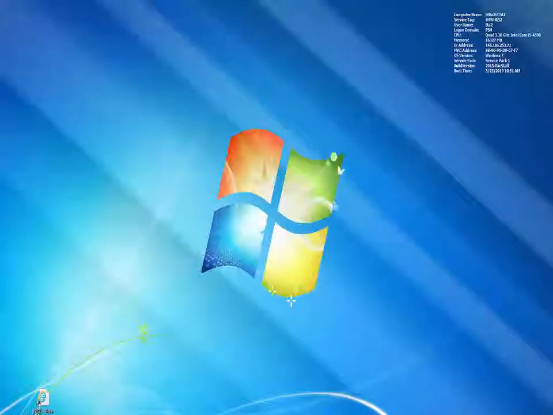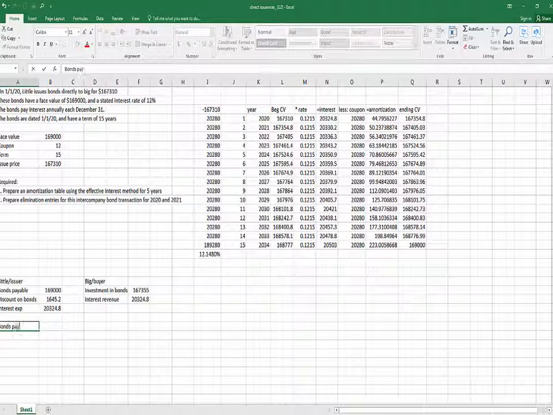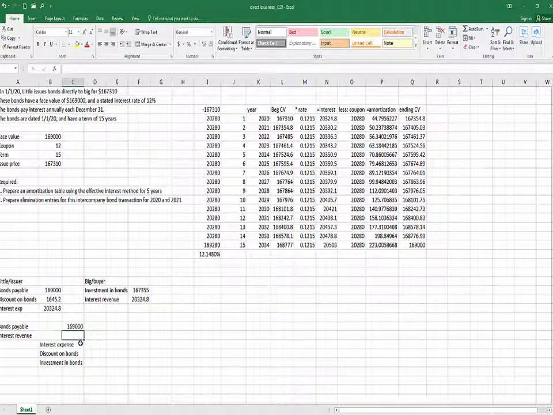So we're going to go ahead and debit bonds payable. We're going to debit interest revenue. We're going to credit interest expense. We're going to credit discount on bonds. And we're going to credit investment in bonds. Basically for these amounts up here. So bonds payable, that amount. Interest revenue, that amount. Interest expense, that amount. Discount on bonds, that amount. Investment in bonds, that amount.